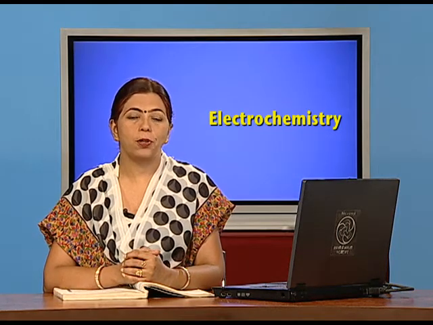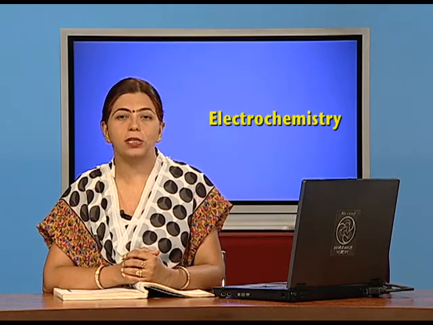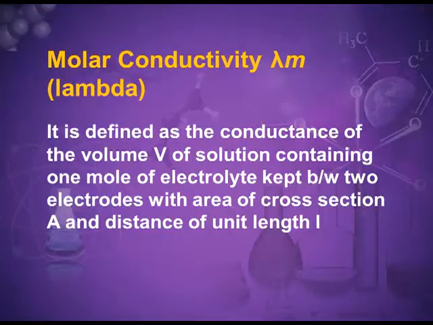Now, the next topic of this unit is molar conductance. If we take 1 mole of the electrolyte, then the ions produced by this 1 mole of electrolyte offer conductance. This conductance is molar conductance. Let me define it. It is defined as the conductance of the volume V of the solution containing 1 mole of the electrolyte kept between 2 electrodes with area of cross section A and distance of unit length L.